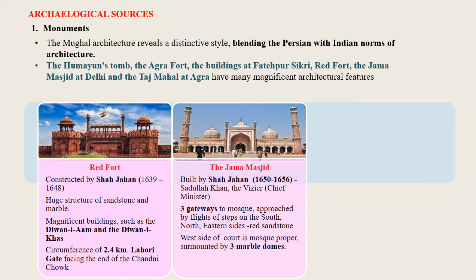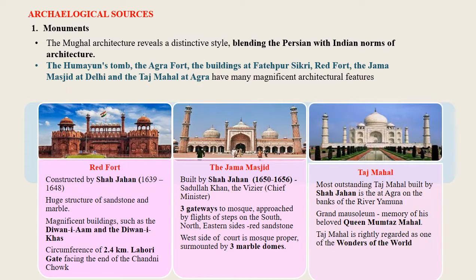The three gateways give access to an open court paved with large squares of red sandstone. On the west side of the court is the mosque proper, surmounted by three marble domes. The central dome is the largest and the highest.